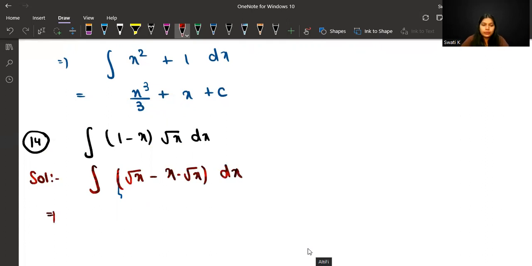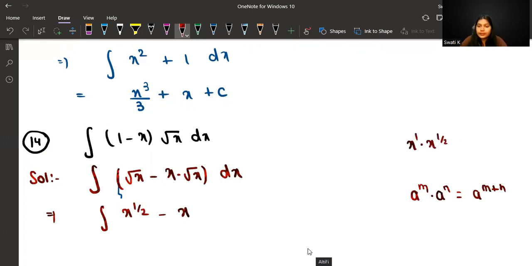Now this will become integration, root x is same as x raised to half, and this will become x raised to, there is a property that if we have a raised to m dot a raised to n, it simply becomes a raised to m plus n, using a property of exponent. Here we have x into root x. Root x is same as x raised to half, and this is 1. So using this property, it will become 1 plus half, which is 3 by 2. So it is now x raised to 3 by 2 dx.